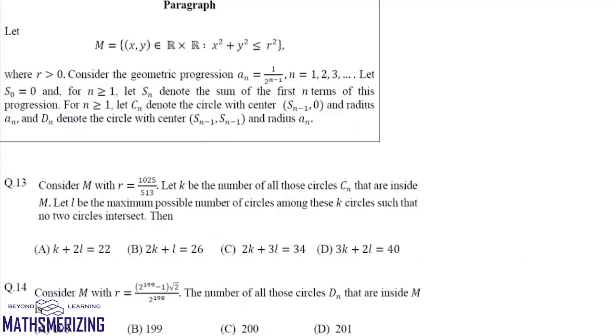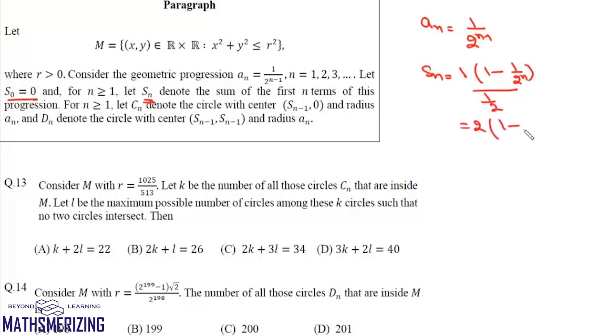Now the question is, we are given a GP in which a_n is 1 upon 2 to the power of n minus 1, S0 is 0, and Sn is the sum of first n terms. So this Sn is a times 1 minus r to the power n upon 1 by 2. So it will be 2 into 1 minus 1 upon 2 to the power n. Now it says, let Cn denote the circle with center Sn minus 1 and radius an. Now consider M with r equals 1025 upon 513.